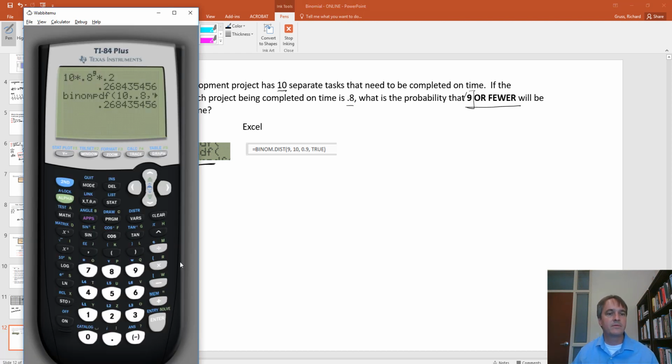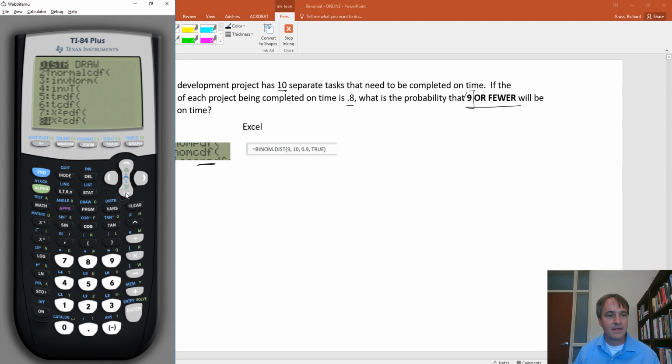So there's where we did the binomial PDF. Now we access it the same way. Second, distributions, normal CDF this time, the cumulative distribution function. Oh, sorry, not the normal. This is the binomial. So let me exit out of there. So the distribution, binomial CDF.